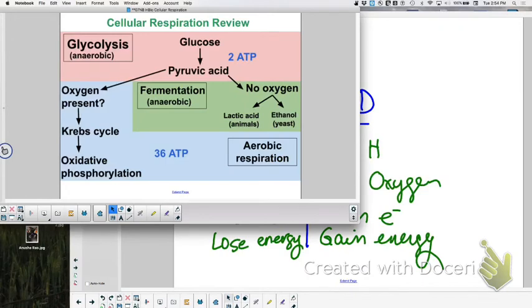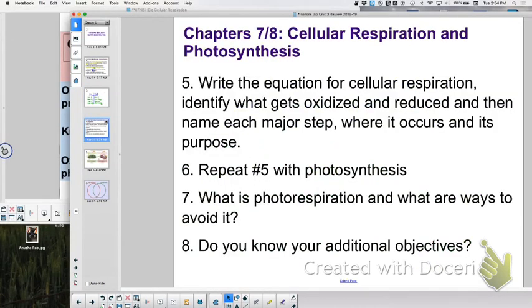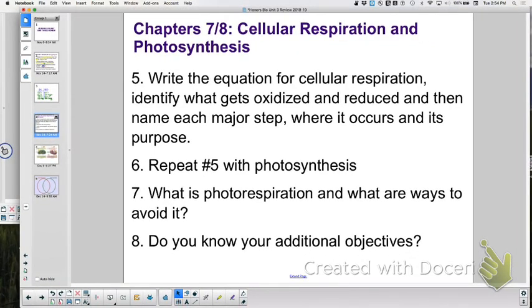Oh, I'll send you a video. Okay, now, next part. Basically, it is write the equation for cellular respiration and photosynthesis. You could do them both at the same time. Identify what gets oxidized and reduced, and then name each major step and where it occurs and its purpose.